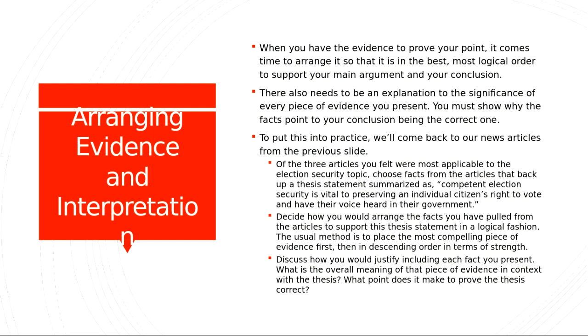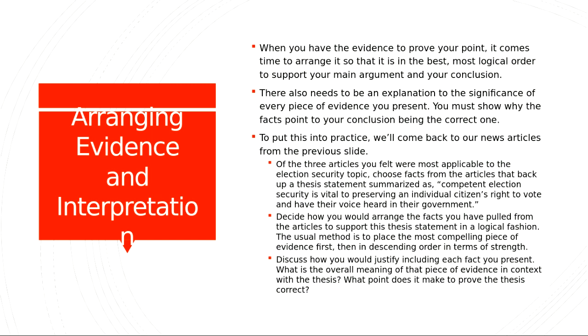Next part, decide how you would arrange the facts you've pulled from the articles to support this thesis statement in a logical fashion. The usual method is to place the most compelling piece of evidence first, then descending order in terms of strength. Okay? Third, discuss how you would justify including each fact you present. What is the overall meaning of that piece of evidence in context with the thesis? What point does it make to prove the thesis correct? So this is basically the strength of the argument. All right?